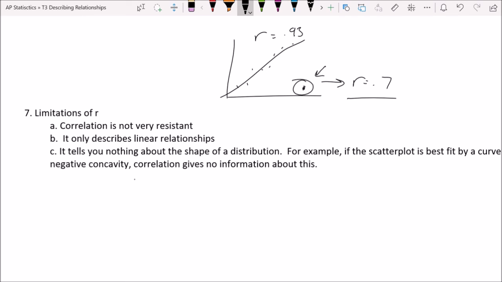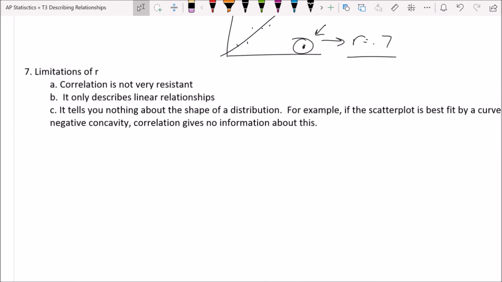Okay. R is only useful in describing relationships which are linear. Now in this course, we really only study relationships that are linear. At the end of the year, we'll talk about how to transform non-linear data to make them linear, but that's another story for another day. It's not useful for quadratic or exponential or logarithmic relationships. And the last thing is correlation tells you nothing about the shape of a distribution. So if a curve would be a better fit, the correlation is not going to tell you that.